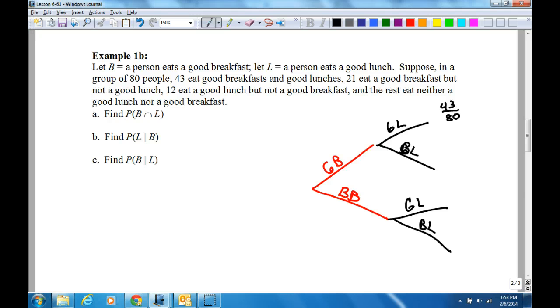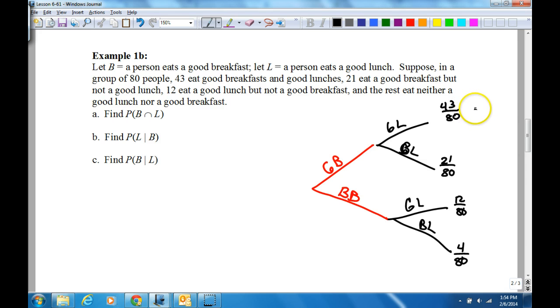And then it says 21 eat a good breakfast but not a good lunch. So this would be 21 out of 80 right here. And it says 12 eat a good lunch but not a good breakfast. So that would be 12 out of 80 right here. And then the rest, if you were to add all this up, what would be left over would be right here.